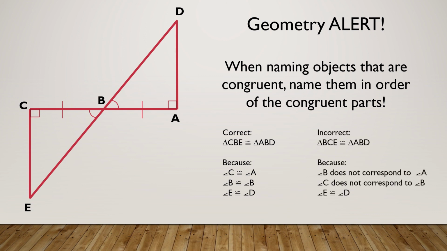It would be incorrect to say that triangle BCE is congruent to triangle ABD, because you can tell from the figure and from our discussions that angle B does not correspond to angle A. So putting both of them first doesn't make any sense. And angle C doesn't correspond to angle B. So putting those angles second doesn't work either. We want to make sure that our order is correct based on congruency.